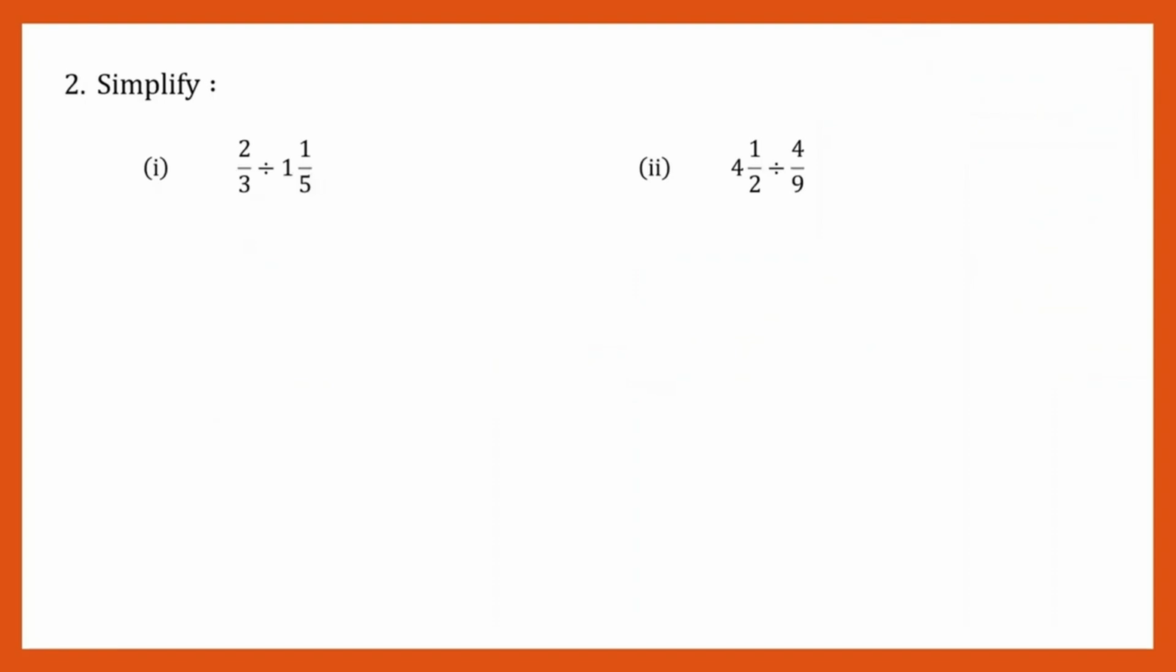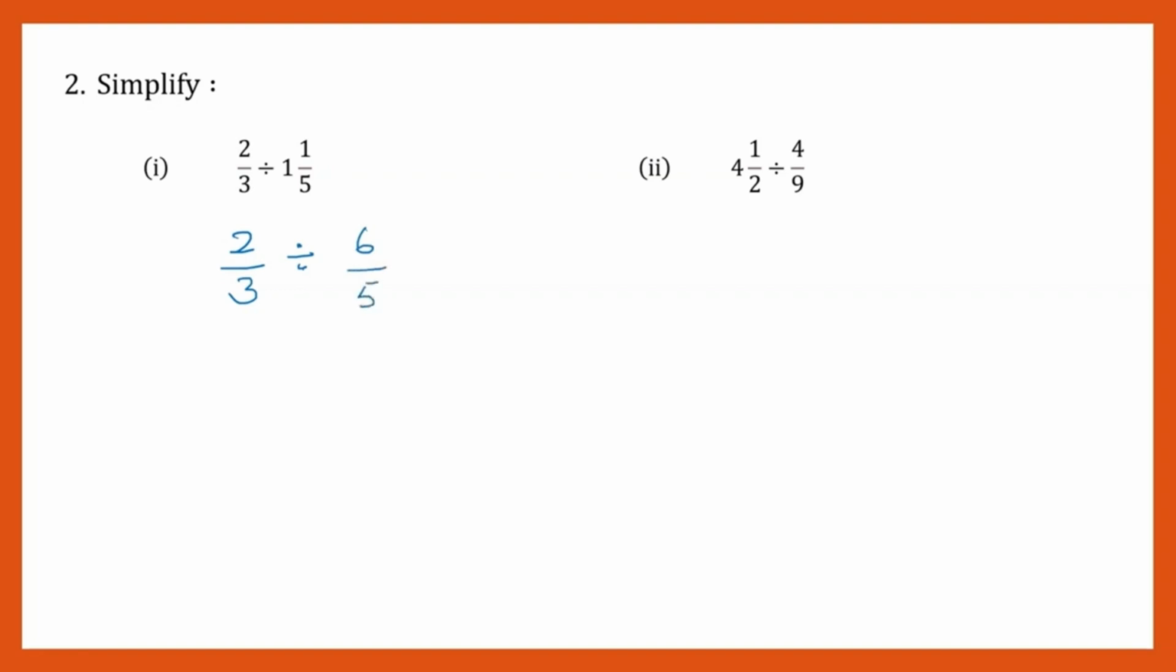Question 2. Simplify. This time we are moving on to division. The rules to complete a division sum is you write down the first fraction as it is. Write down the division sign. The second one is a mixed number. Let's convert it to an improper fraction. 5 ones are 5 plus 1 is 6 by 5.